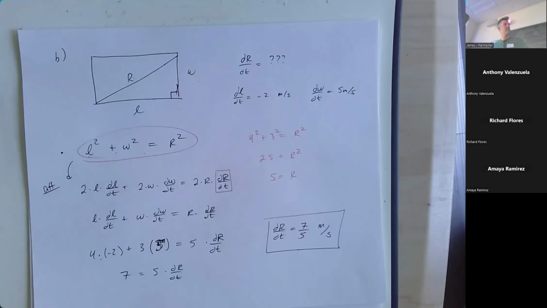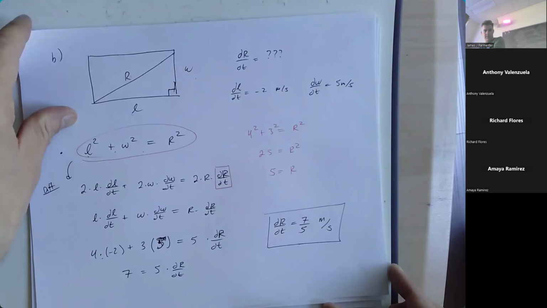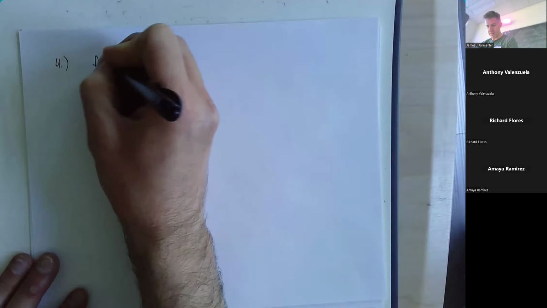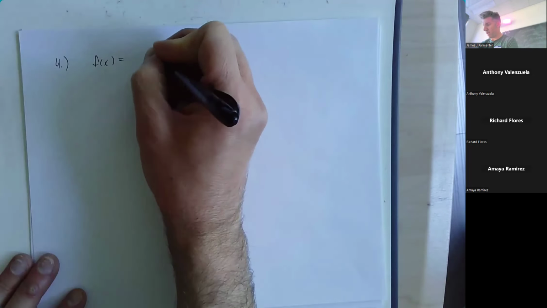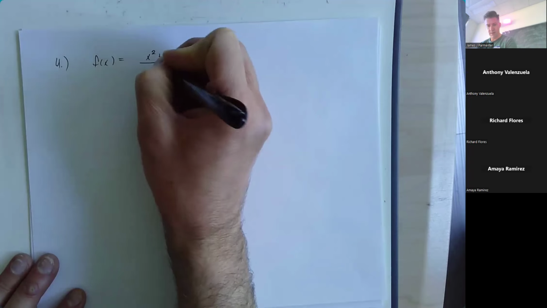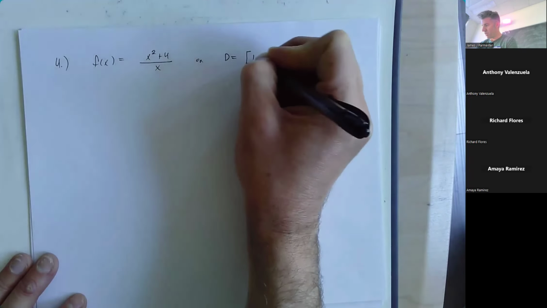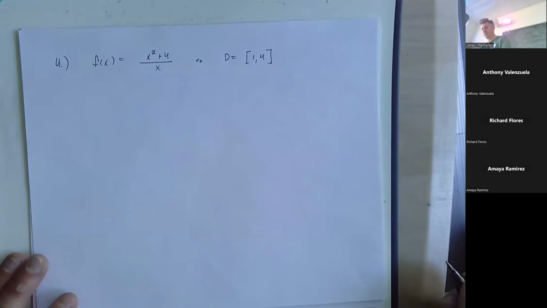Okay. Well, let's look at this. Problem 4. In all parts of this problem, consider the function f of x is equal to x squared plus 4 over x on the domain, which is from 1 to 4 inclusive of the endpoints.